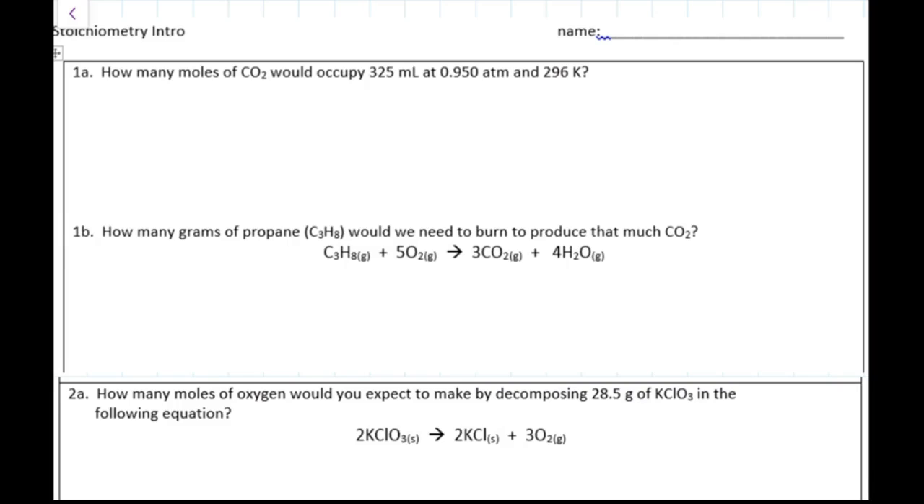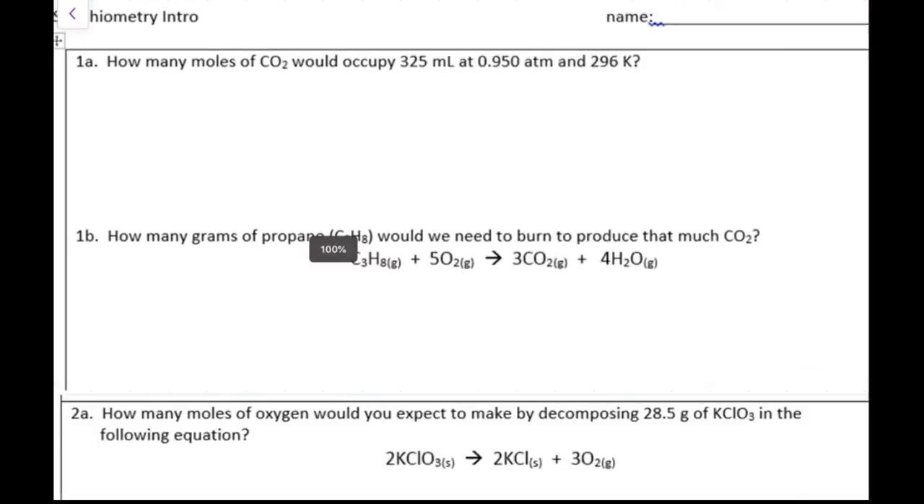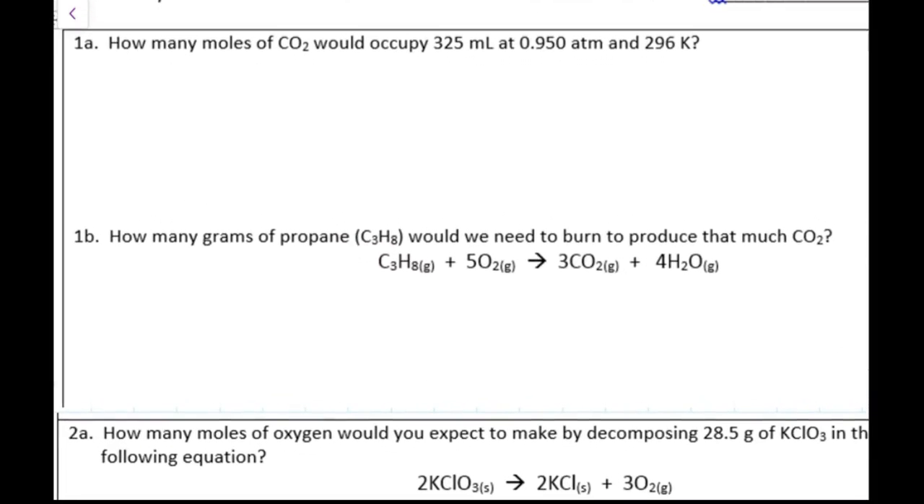Okay, so 1A and B go together. That's why I've got them boxed in like that. And then 2A goes with 2B, and then 3 is its own thing. So let's start with 1A, and hopefully we'll be able to see how these two go together eventually. 1A says how many moles of CO2 would occupy 325 milliliters at 0.950 atmospheres and 296 kelvins.